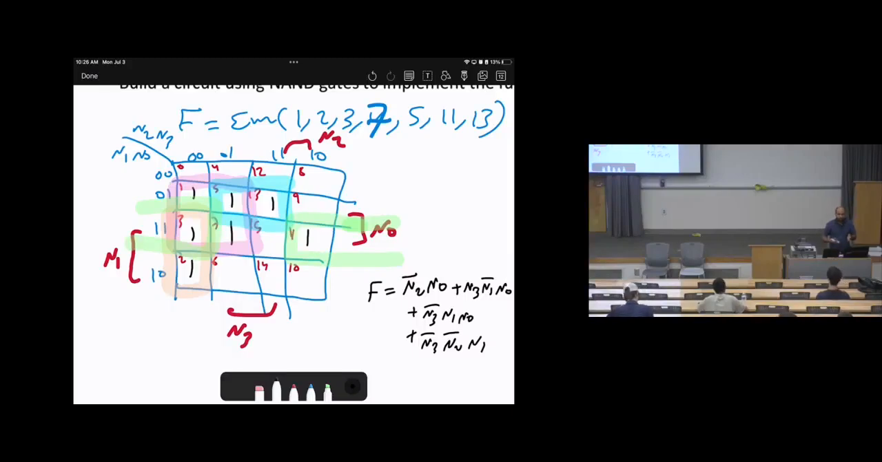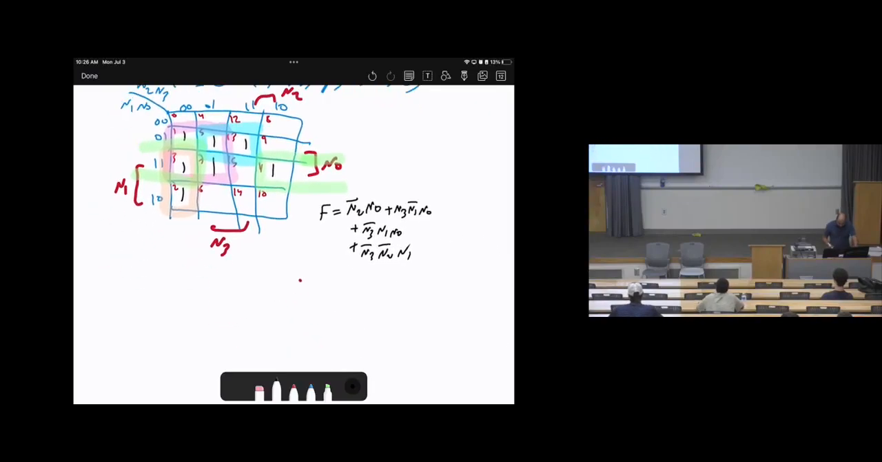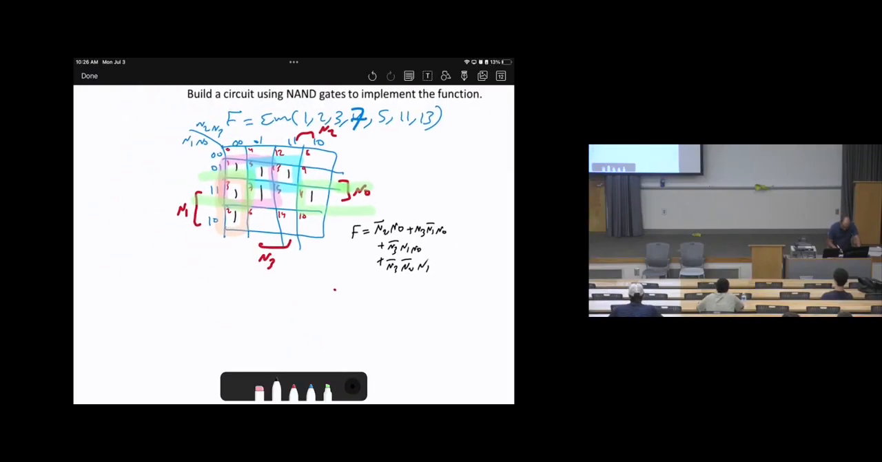So I assume everyone knows how to do Karnaugh maps, so it should be all right. After building the function, we can create the circuit. So here is N3, N2, N1, N0. This is the design. Here is the prime, the bar.